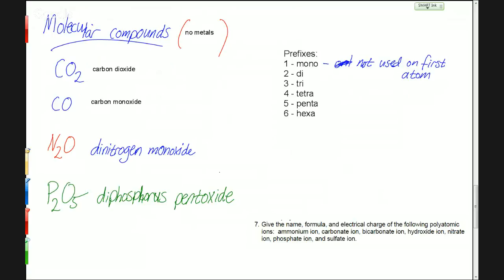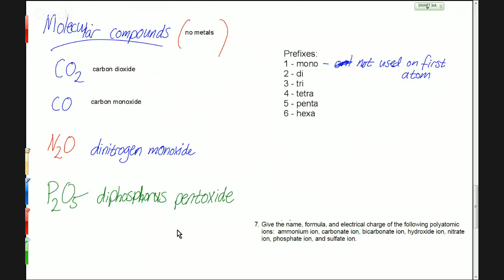Notice also here, when there are 2 vowels together, like pentaoxide, we leave off the end of this one for the A's. If you don't do that, that's fine. It doesn't really matter. You can just leave it on there. But that is usually how it's said. So if you put on an exam diphosphorus pentaoxide, I would still give you all the points. But if you looked it up online, you'd see that it's pentoxide. But they leave off that A. So that's all the names.